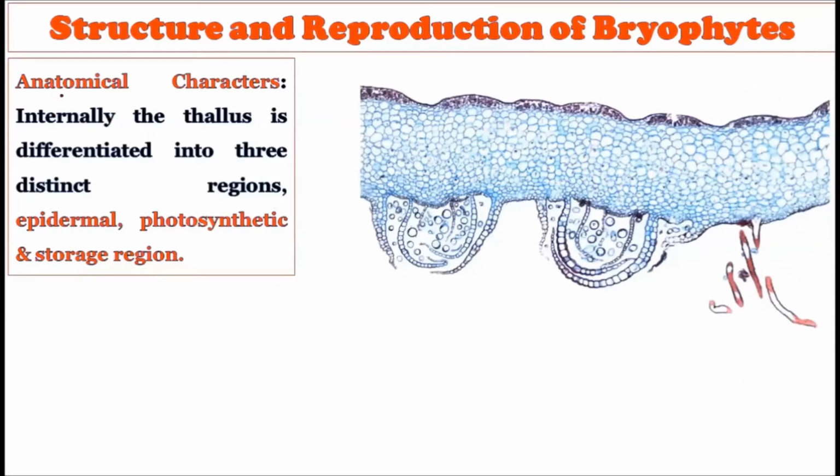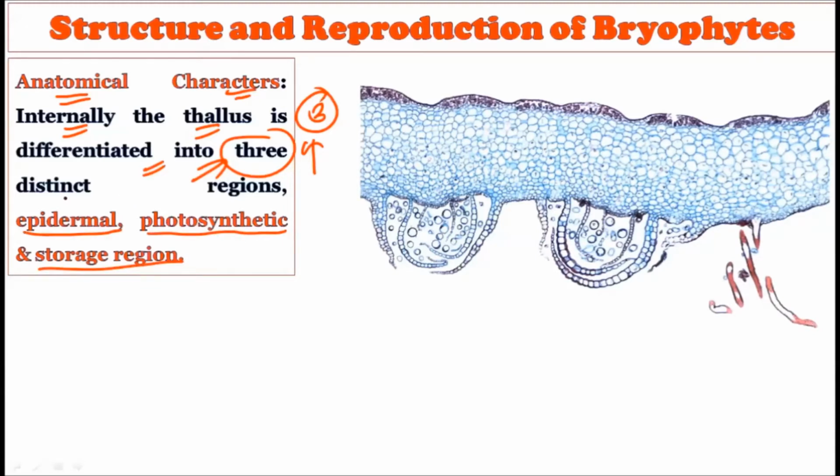Now let us consider some of the anatomical characters possessed by the Marchantia gametophyte. Internally, the thallus is differentiated into three distinct regions. There are always three distinct regions. You must have observed these during your graduation under the microscope, because every time we have Marchantia as the plant material to observe its TS under the microscope. First is the epidermal region, then the photosynthetic region, and then the storage region.